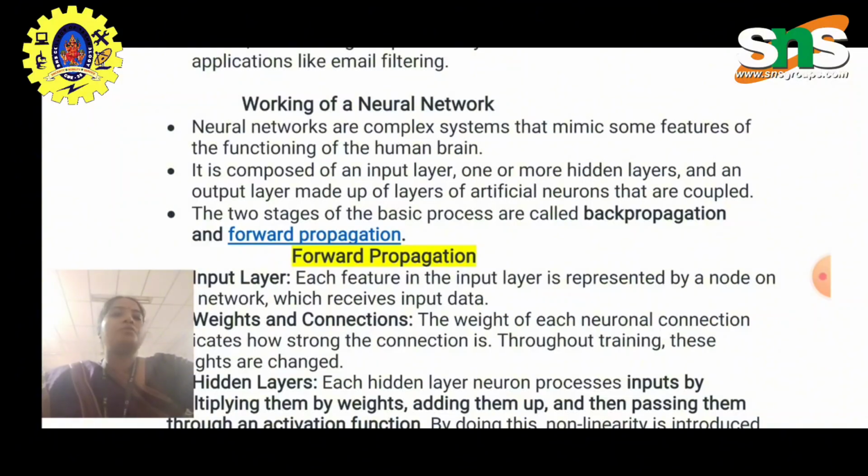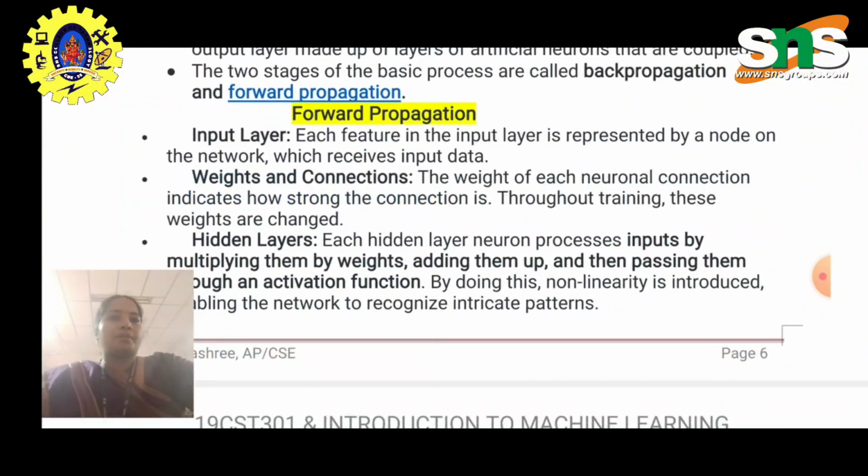Okay, the two stages of the basic process are called forward propagation and backpropagation. So what is forward propagation? Input layer: each feature is represented by a node in the network, which receives the input data. So the input layer has nodes. Each node in the network receives the input data.